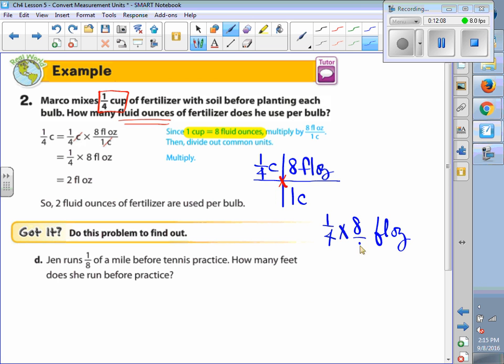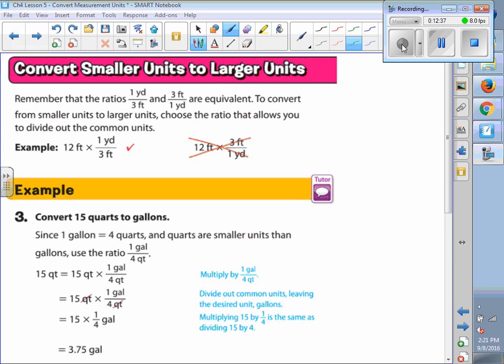So let's put that over 1. And of course, before we multiply, we can simplify. So 4 divided by 4 is 1. 8 divided by 4 is 2. And when we multiply straight across, we end up with 2 over 1, which is just 2 fluid ounces.